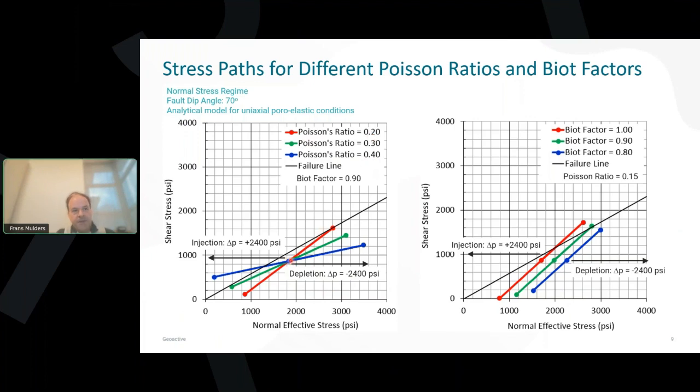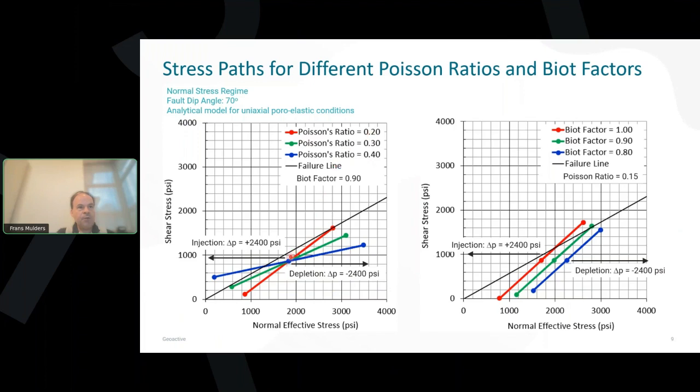For injection, this is exactly the other way around. If you apply the equations to injection, so you increase your pore pressure, your effective stresses go down. But if I have my higher Poisson ratio, I will move towards a higher shear stress, so towards failure.